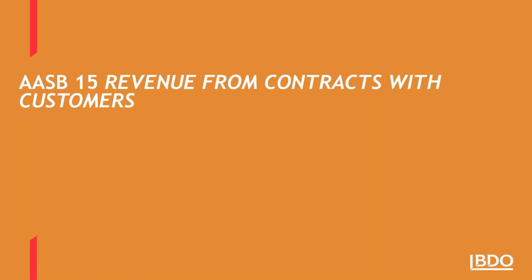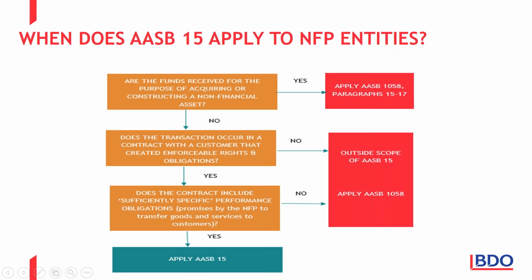So if we look at AASB 15, and before we actually look at the details, one should ask the question, so when would a not-for-profit entity apply AASB 15? And at BDO, we've developed a decision tree to guide you. And I would suggest that this decision tree, or maybe the words within this decision tree, is the starting point for your accounting policy note around income recognition. Your first question would be, are the funds received for the purpose of acquiring or constructing a non-financial asset?